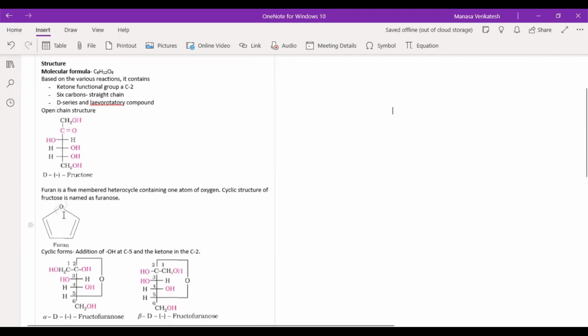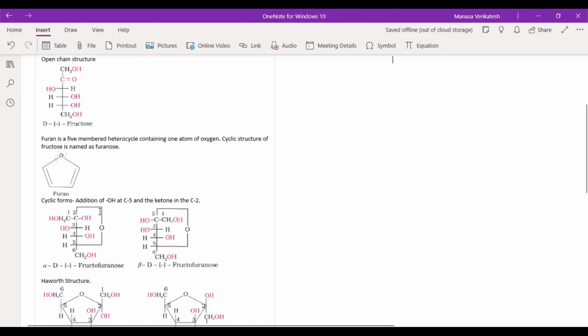Now, furan is again a heterocycle which has an oxygen atom, and it is a 5-member ring. Because of the cyclic structure, in case of glucose, we had the aldehyde group reacting with the 5th carbon for us to get a 6-member chain. But in this case, this ketonic group is going to react with the OH group at the 5th position, and this leads to the cyclic structures of fructose.